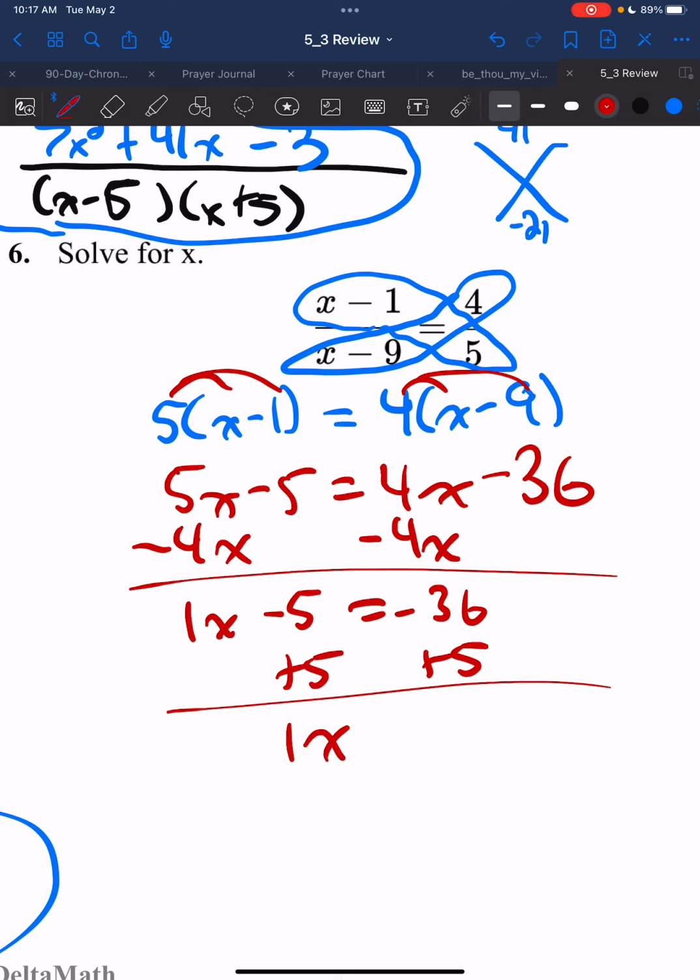So I've got x by itself, so 1x equals negative 31. I don't really need to do anything with the 1, so 1x is what I'm looking for, so my answer is negative 31.